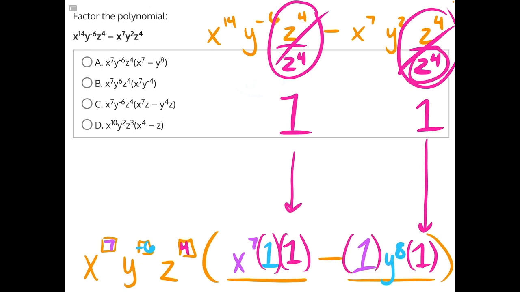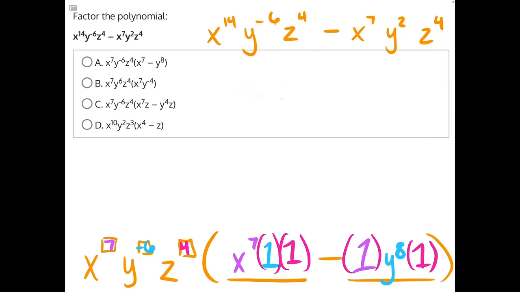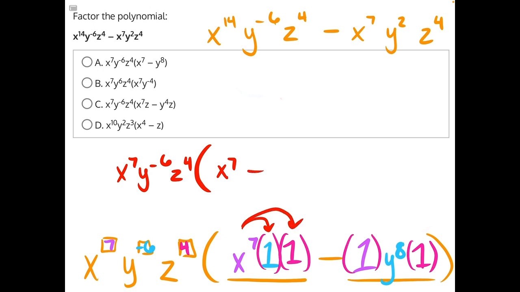And now we just need to simplify our final answer. At the end, we have x to the 7 times y to the negative 6 times z to the 4. That is being multiplied to x to the 7. Anything times 1 is just itself. So x to the 7 times 2 1s would just give us x to the 7, minus anything times 1 is just itself. So again, y to the 8th times 2 1s would just give us y to the 8th. And that makes answer choice A our correct answer.